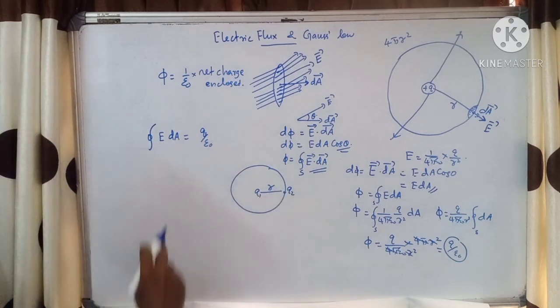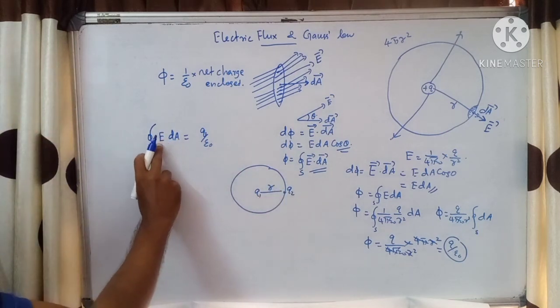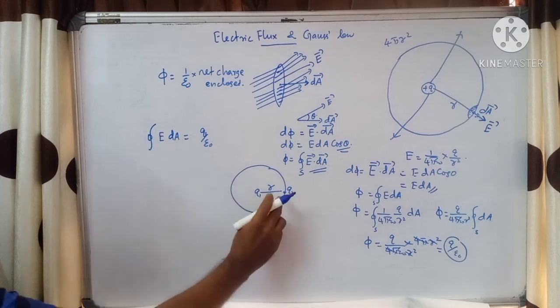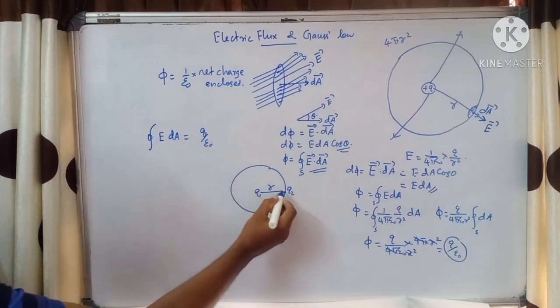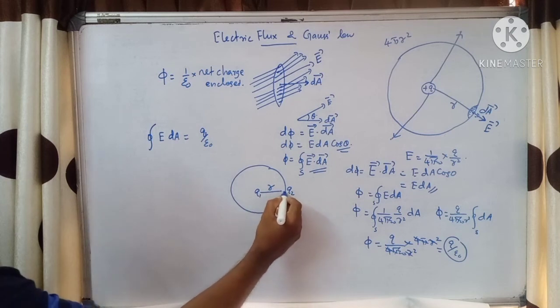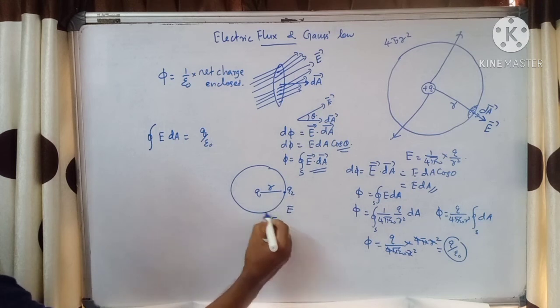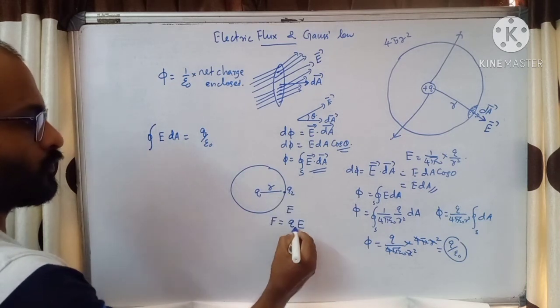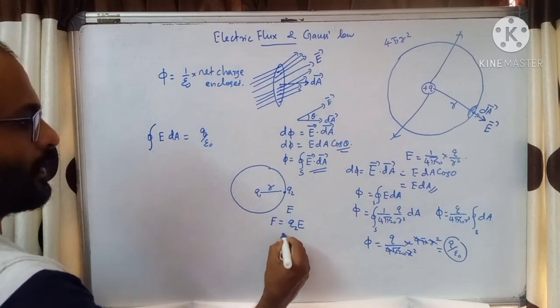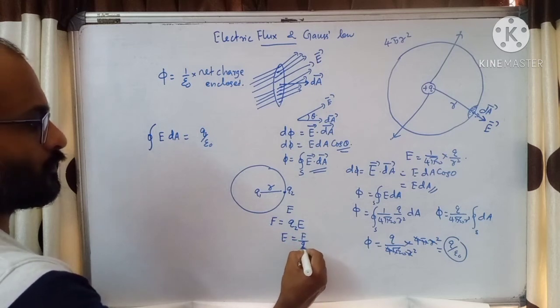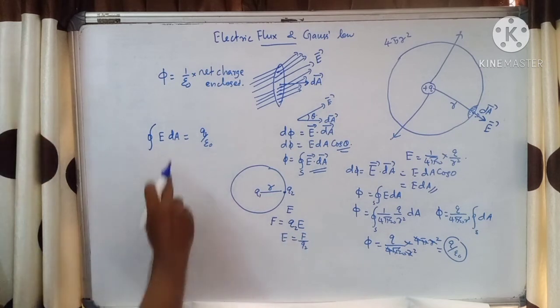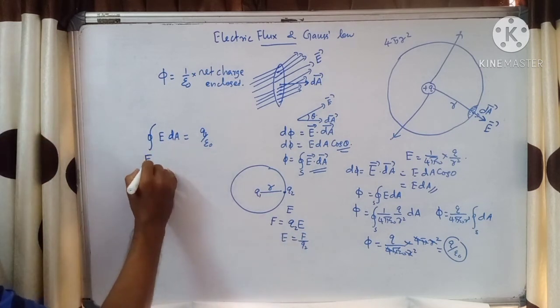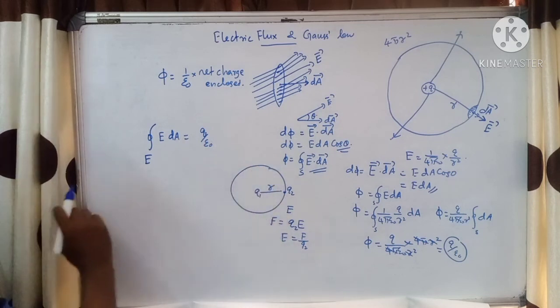Now we take the intensity. This charge will experience a force at this point. What is the force experienced? If E is the intensity, then the force experienced by the charge is F equal to Q into E, where Q means q2. So E is equal to F by q2. At each and every point E will be constant, so we take E outside.